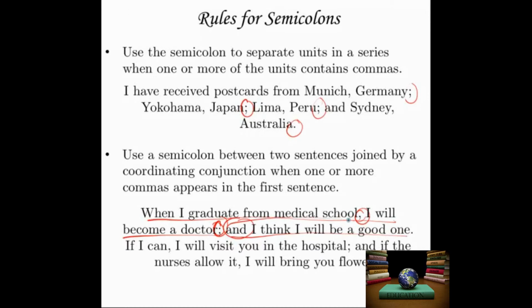Second example: If I can, I will visit you in the hospital, and if the nurses allow it, I will bring you flowers. If I can, comma, I will visit you in the hospital, semicolon, because then we have a coordinating conjunction and another independent sentence. And if the nurses allow it, comma, I will bring you flowers.